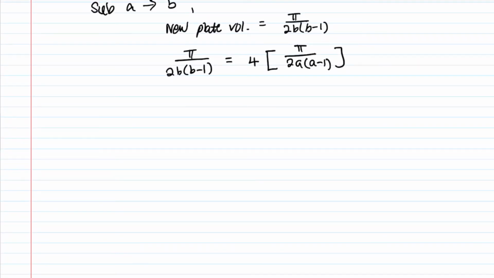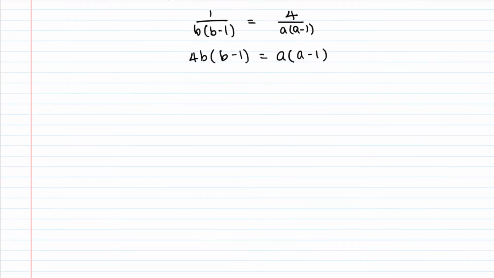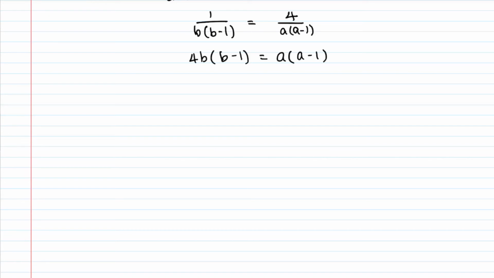All you can do is take out both pi, since pi cancel out, and you will get 1 over b. You can take out the 2 as well, get rid of that, and you will get 4 over a times a minus 1. From here, we can just cross multiply. You get 4b times b minus 1 equals a times a minus 1. After which, you can just combine it: 4b squared minus 4b minus a times a minus 1 equals 0.